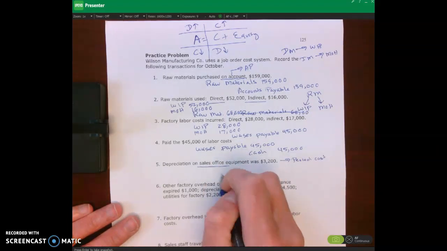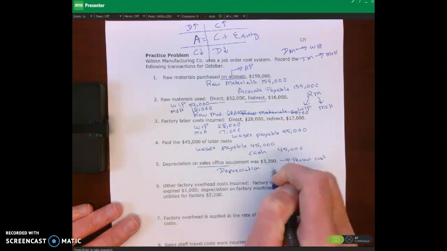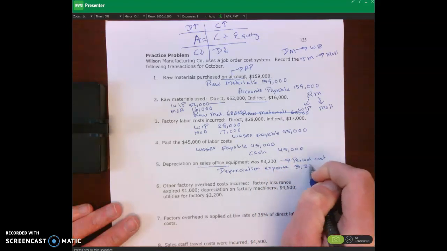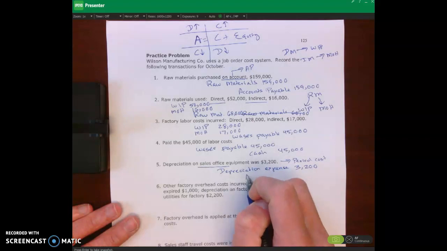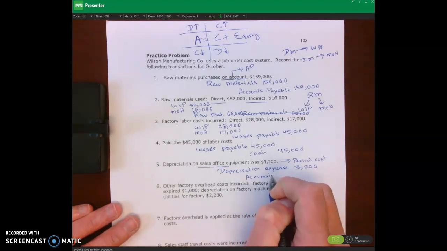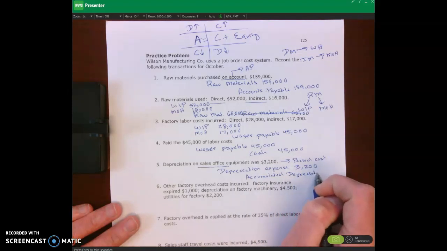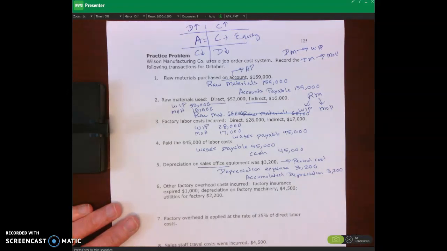So I will debit depreciation expense, $3,200. And then you should remember that the credit goes to accumulated depreciation, $3,200. So let's look at this again in terms of the accounting equation.